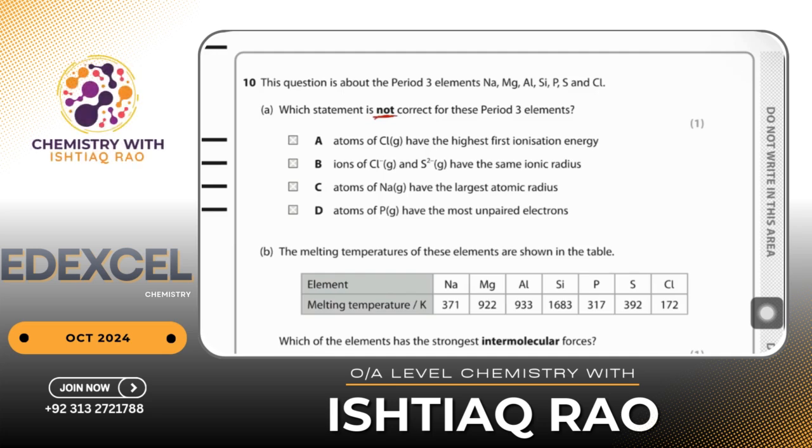Ions of chloride and sulfide have the same ionic radius. How is that possible? Chloride has 18 electrons and sulfide also has 18 electrons. They both have different charges. So despite having the same number of electrons, their sizes are supposed to be different, but they are saying the same size. So this statement is not correct. This is the true option, isn't it?